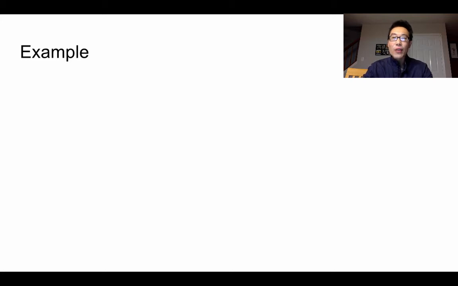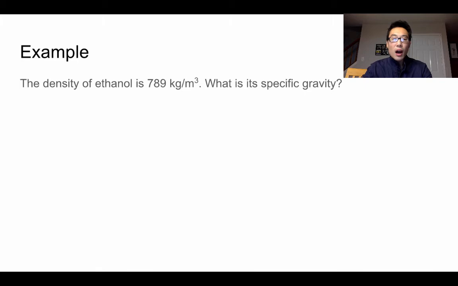All right, now here's an example that I think is important for us to know. The density of ethanol, which is an alcohol, is 789 kilograms per meter cubed. What is the specific gravity? All right, now bring up those equations and try solving yourselves. In the meantime, I'll solve it with you.